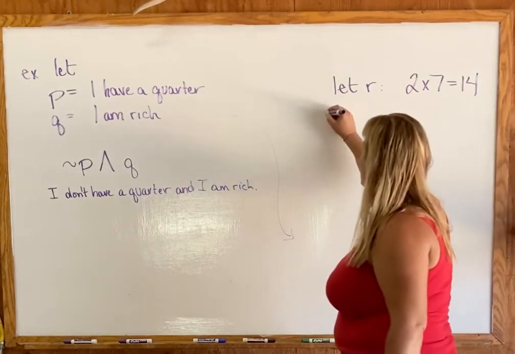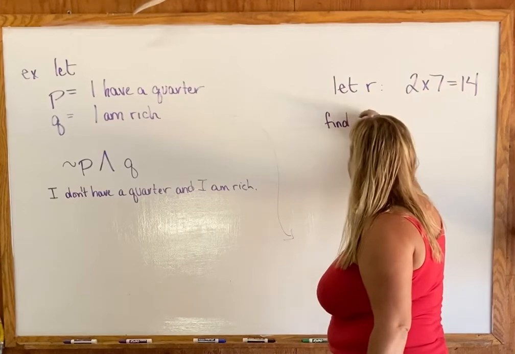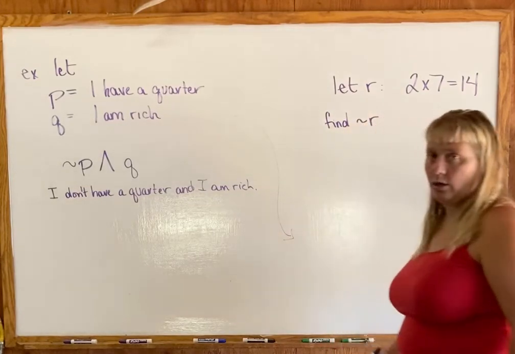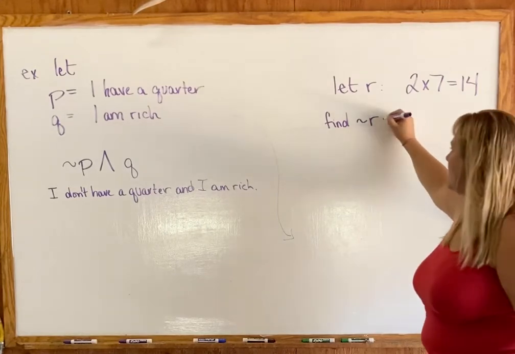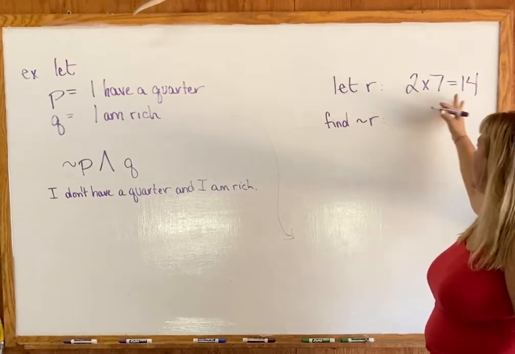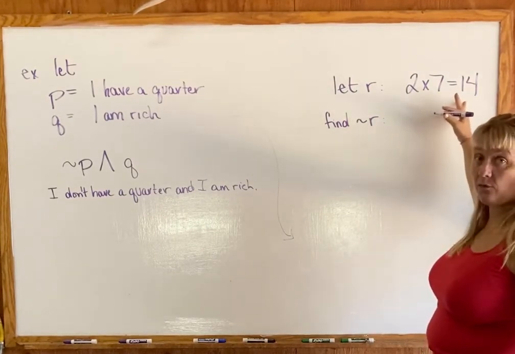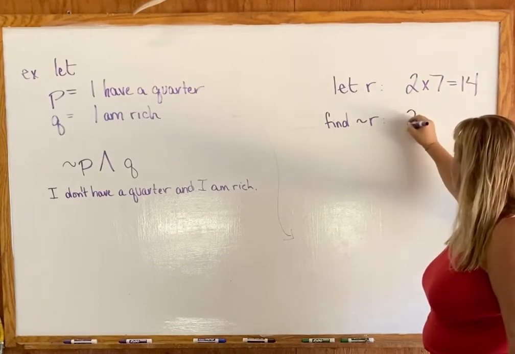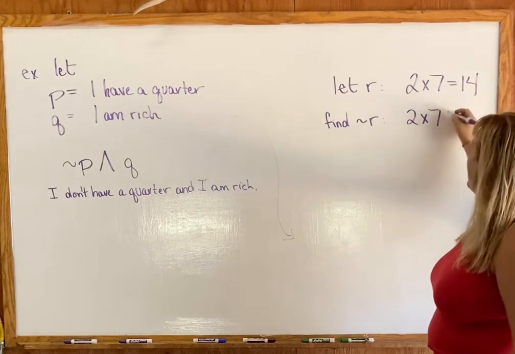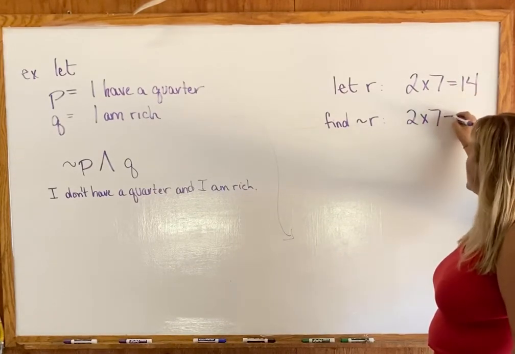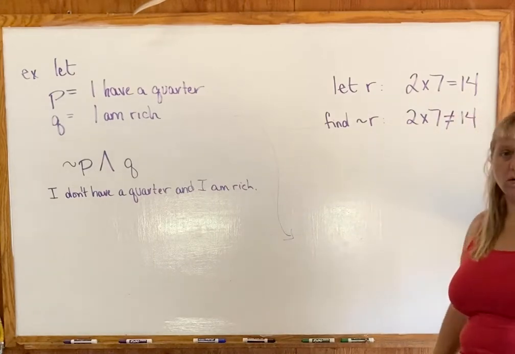But what if I asked you to find not R? Now what we just want to do is figure out how we're going to write that. Because it's in mathematical form, we're going to leave it in mathematical form. But to make it the negative, instead of 2 times 7 is equal to 14, we'll say 2 times 7 is not equal to 14.